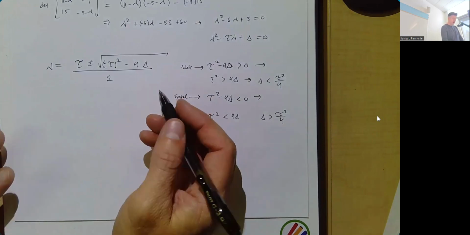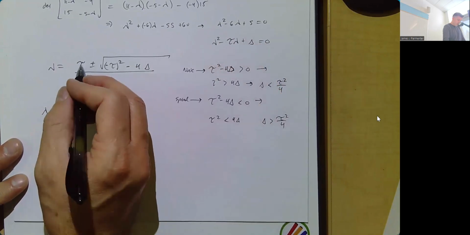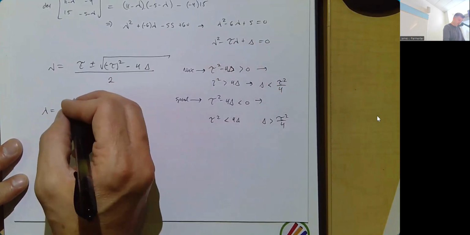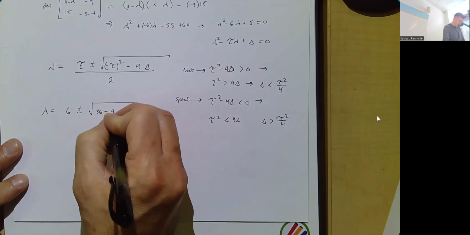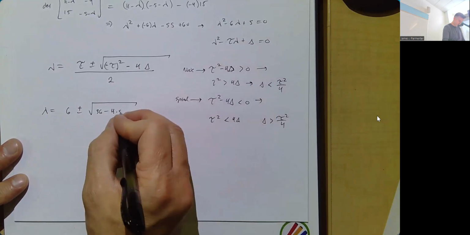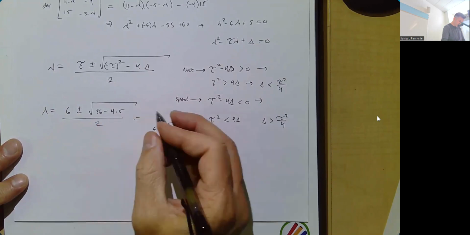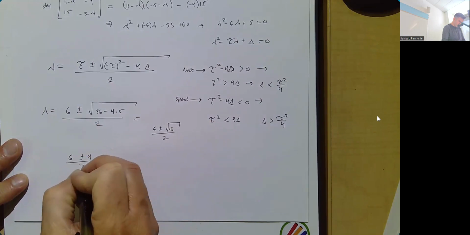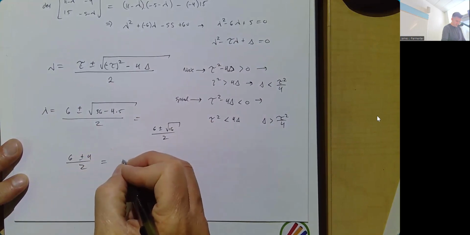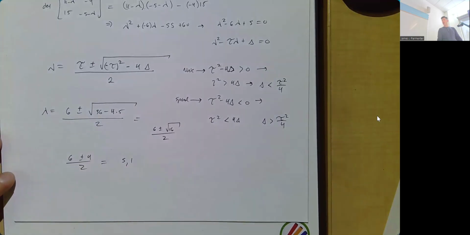So in this particular example, actually plugging in your values, your eigenvalues are going to be 6 plus or minus the square root of 36 minus 4 times 5 all over 2, which is 6 plus or minus the square root of 16 all over 2, which is 6 plus or minus 4 all over 2, which is 10 over 2, and 2 over 2. Oh yeah, both of our eigenvalues are positive. We have an unstable node.